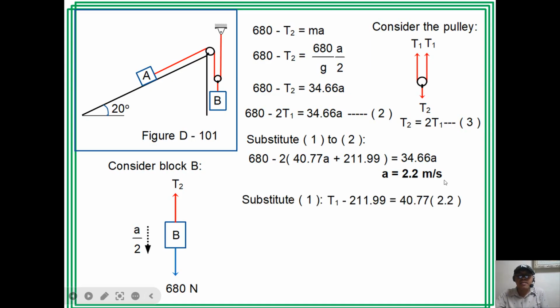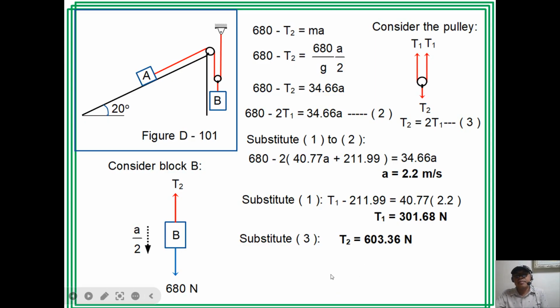Then substitute to equation 1 with acceleration equal to 2.2. We can solve for T1 equal to 301.16. Then since T2 is twice of T1, so T2 is equal to 603.36.